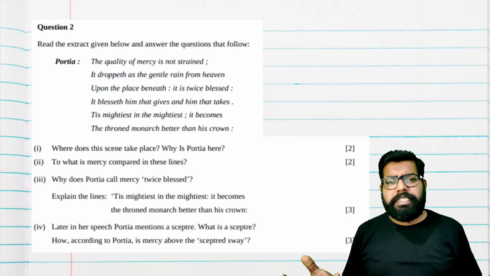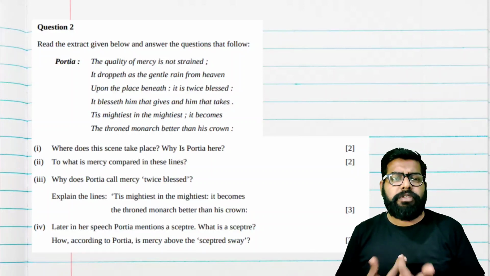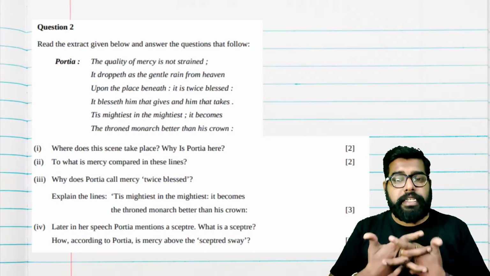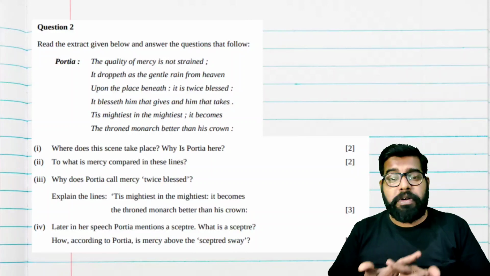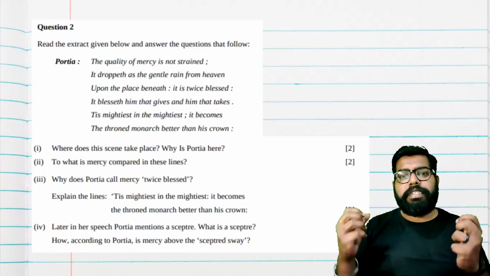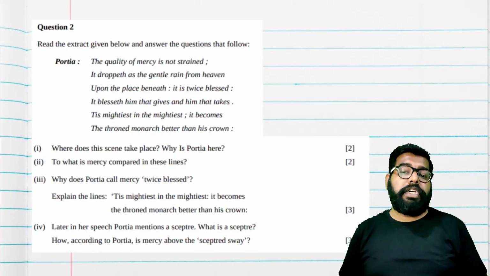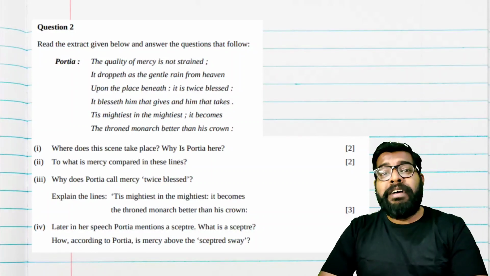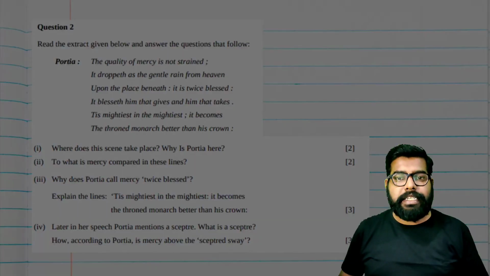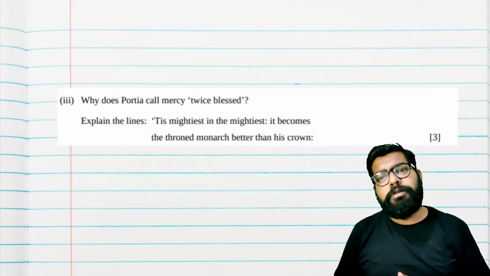Now, simple questions are there. Where does this scene take place? Why is Portia here? To what is mercy compared in these lines? Why does Portia call mercy twice blessed? Explain the lines: it is mightiest in the mightiest, it becomes the throned monarch better than his crown. Later in the speech, Portia mentions the scepter. What is a scepter? How, according to Portia, is mercy above the sceptered sway? So all the questions are great, but we have to understand. Let's take one question as an example to understand how to write the answer.